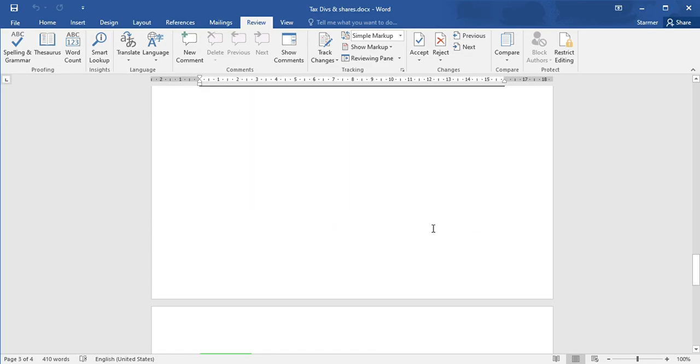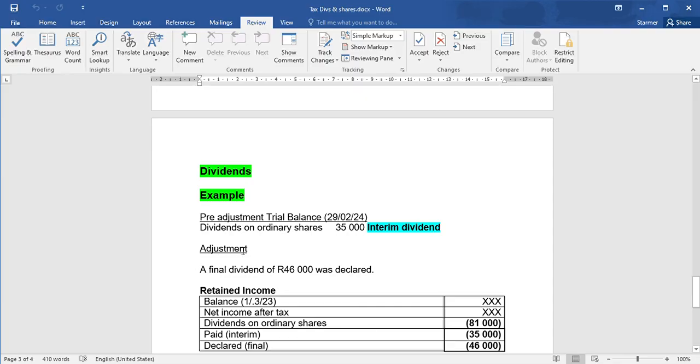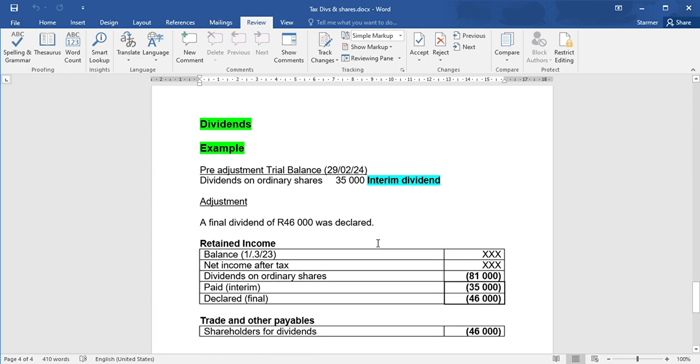Alright, and then lastly, dividends. In the trial balance here, we have a dividend total of 35,000. That is your interim dividend that has already been paid. So in your retained income note, next to paid or interim dividend, you're going to have 35,000. Remember, dividends decrease your retained income because you're paying out part of your retained income. So that figure will be in brackets.